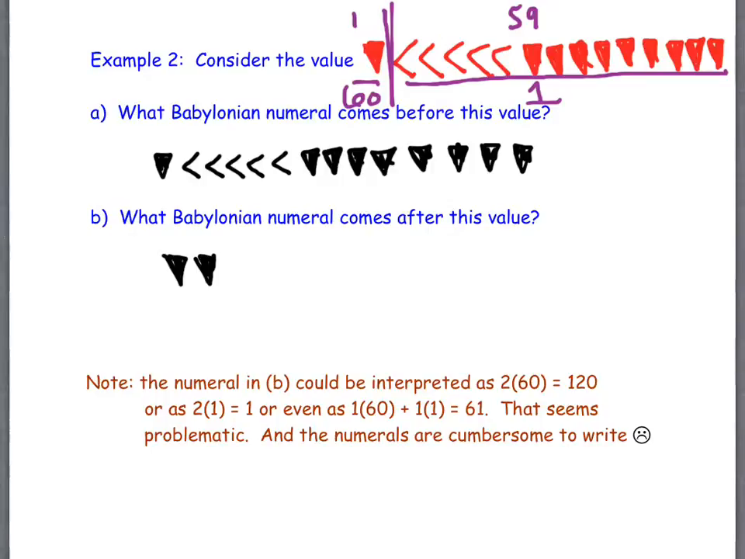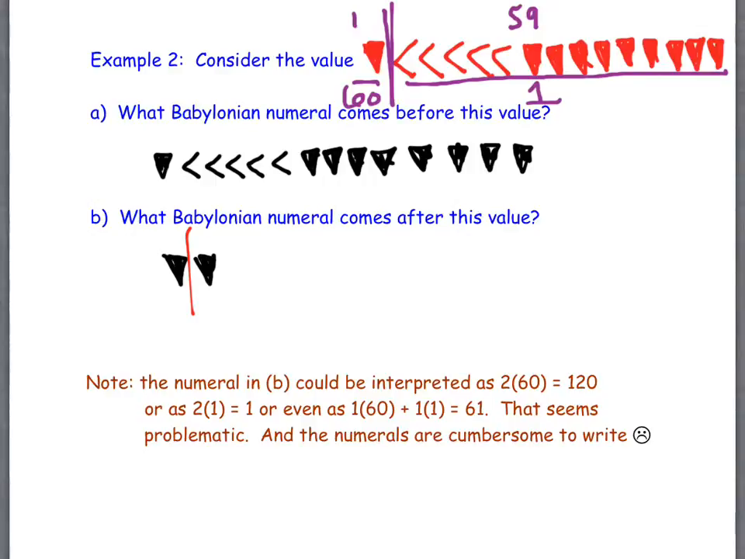That's problematic. So this number here could be interpreted as 2 times 60, which is what we meant it to be, right? We meant it to be 2 60s. But it also could be interpreted as 2 times 1, which would be 2, like Devin said. But you could also say, well, maybe one of those is in the ones place and one of them is in the 60s place.